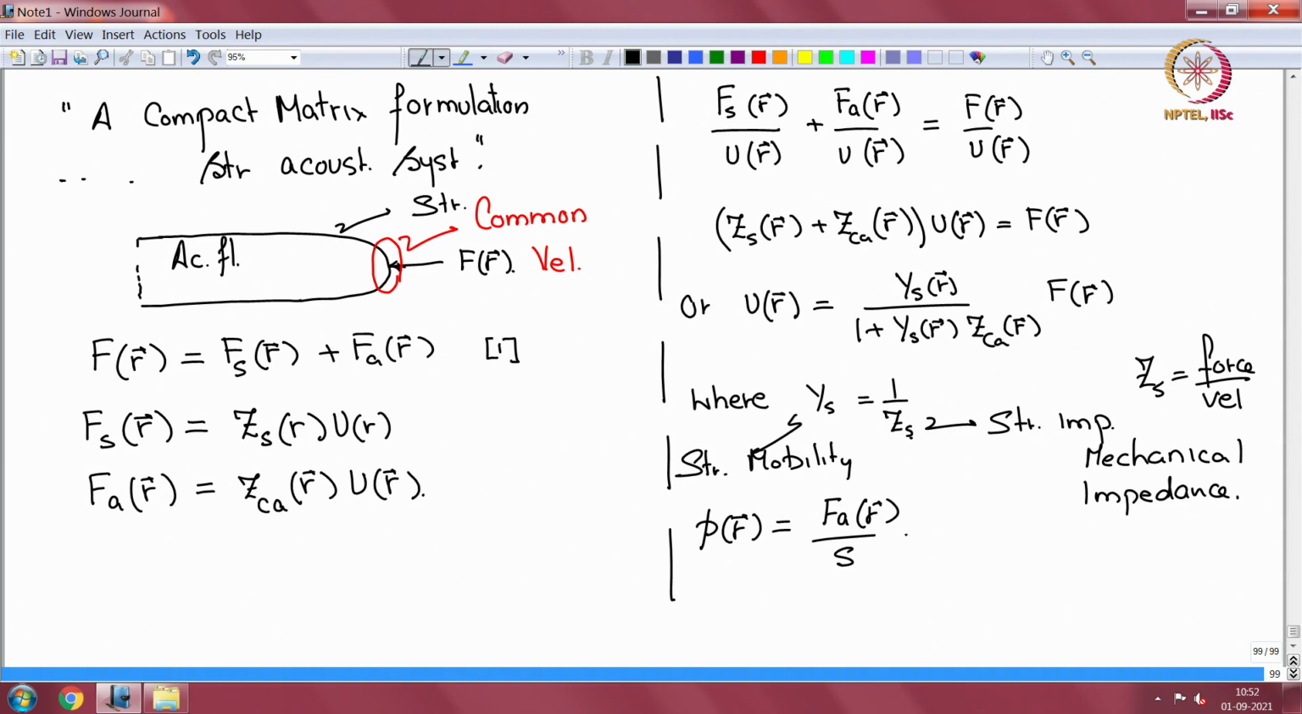Okay, so this becomes equal to the total force minus what is taken up by the structure, divided by the area. Okay, and this is equal to the force minus the structure impedance Zs times U of R over S.